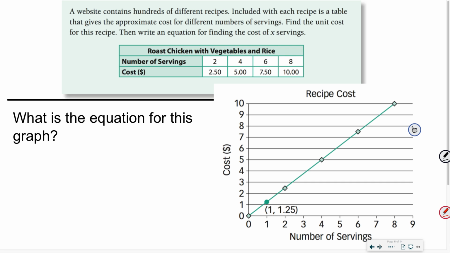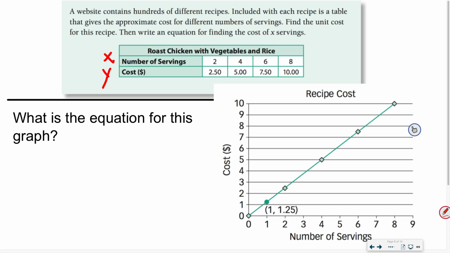How would we write an equation for this? Now let's talk about the equation in words first. Now we know a few things. We know that our x-axis represents our number of servings and our y-axis represents our cost. So we want to write an equation, and what do we want to represent? How are we going to try to put it together?